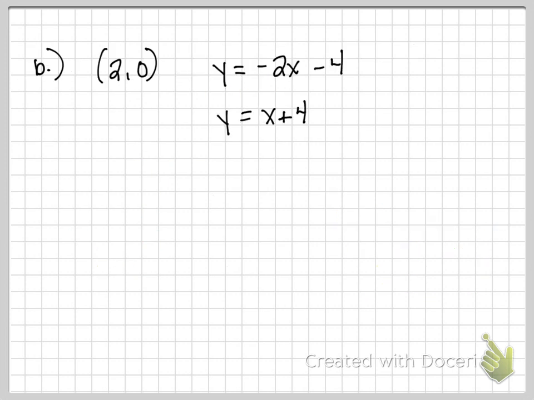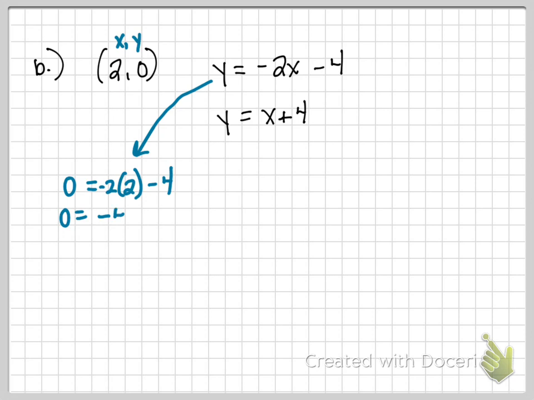The second example gives us this point 2, 0. This is our x and our y. And we're going to plug in x and y to both equations to see if it's a solution. So I'm going to plug in 0 for y is equal to negative 2 times 2 minus 4. And then simplify.